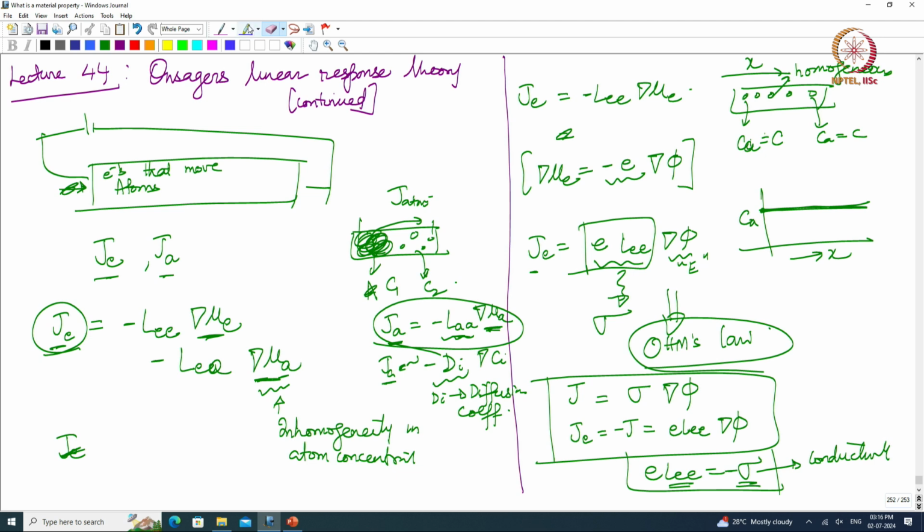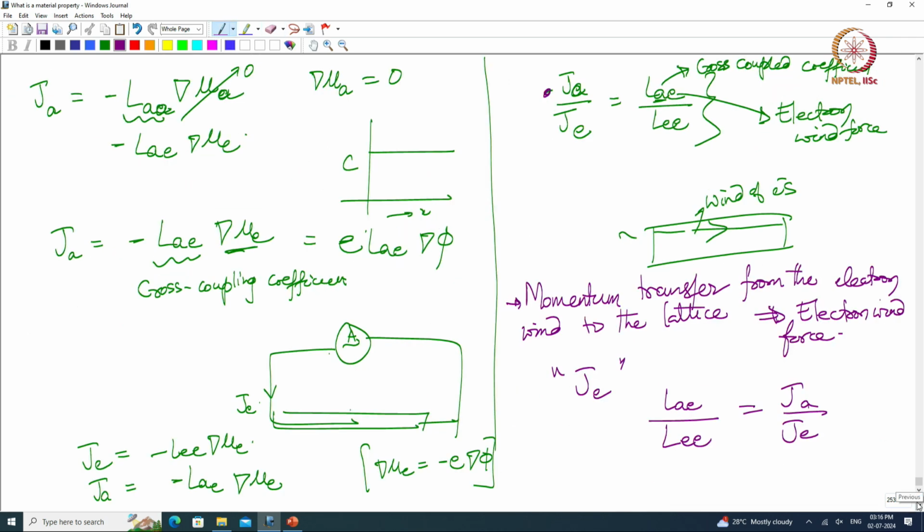E times, okay. So there will be an E also here. Anyway, that does not matter. So the LAE by LEE is JA by JE. So what I have here is my electron wind transferring momentum to the lattice, and that is actually transporting atoms in the lattice.